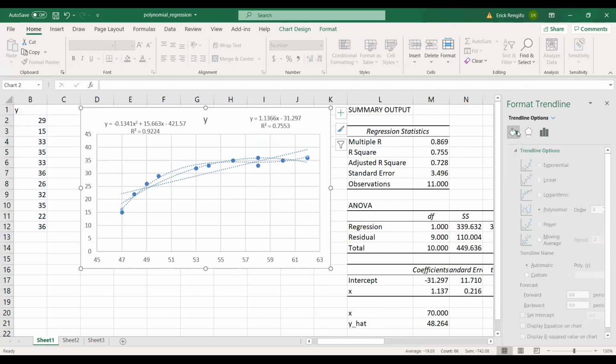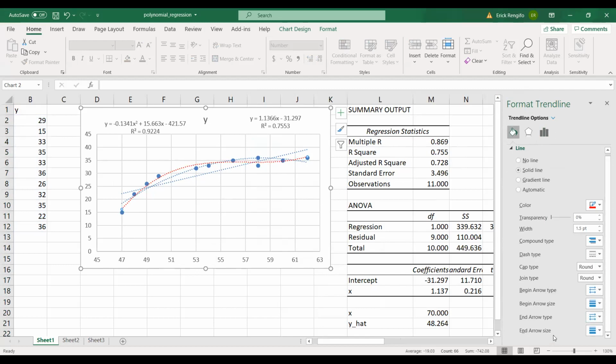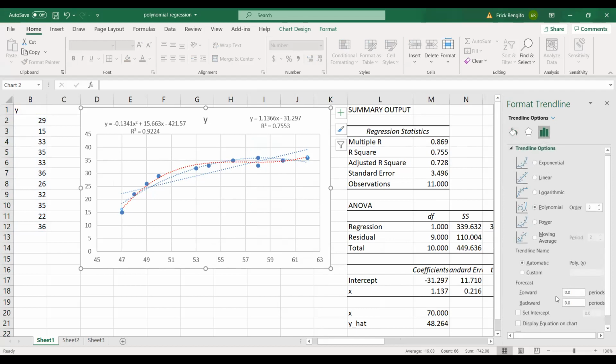Let me change the color. So let's put the cubic as a red one. You see that? Perhaps the cubic is much better, guys. Let's take a look at the... Where's my options here?